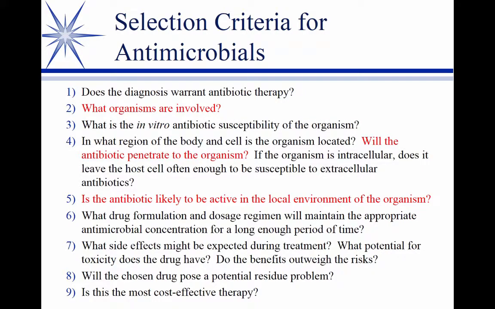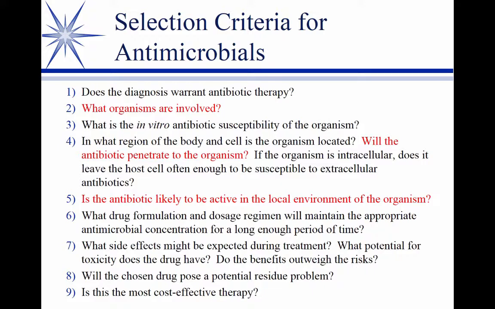So here are selection criteria. You don't realize it, but these are the steps that you'll go through, or you should go through, when picking an antibiotic. Does the diagnosis warrant antibiotic therapy? You say, well, that's self-evident. Well, remember, kennel cough, Bordetella, is typically self-limiting. So we don't really need antibiotics unless it's progressing into a pneumonia. So is that warranted? What organisms are involved?